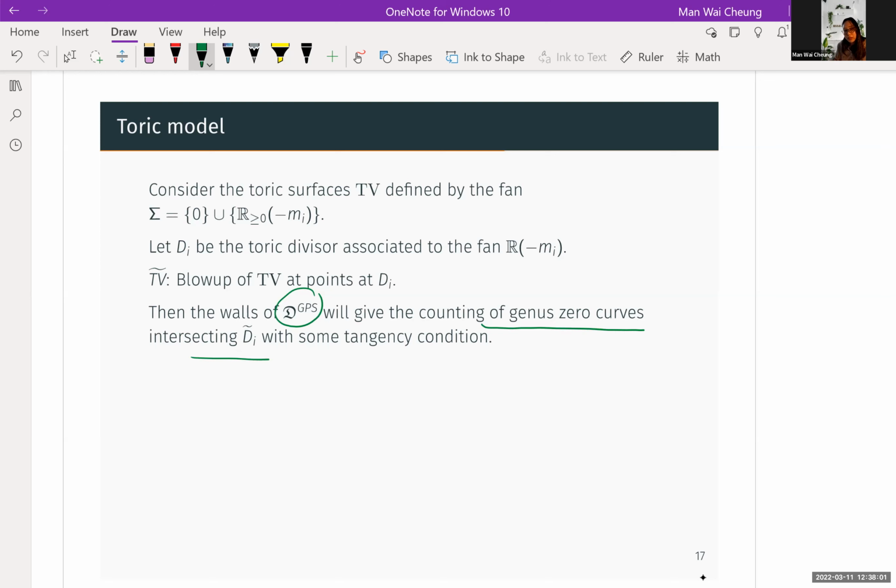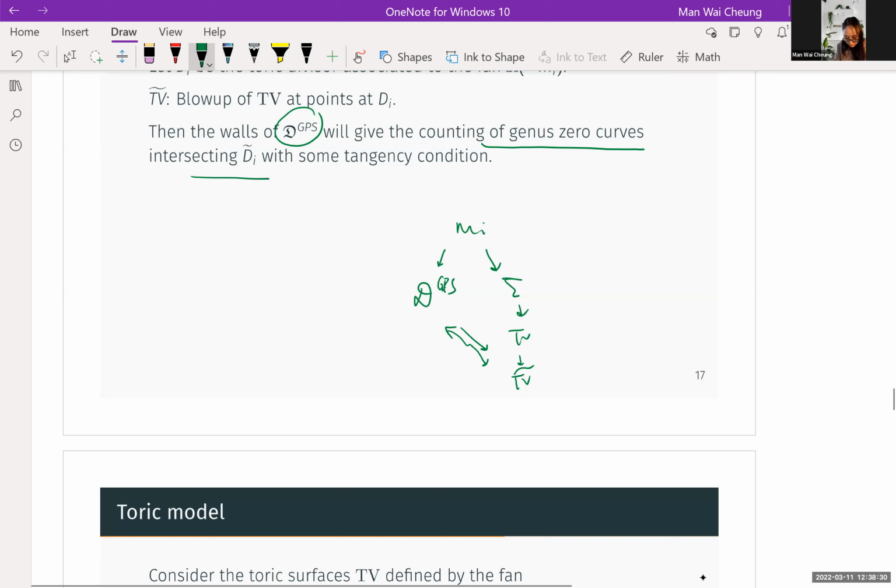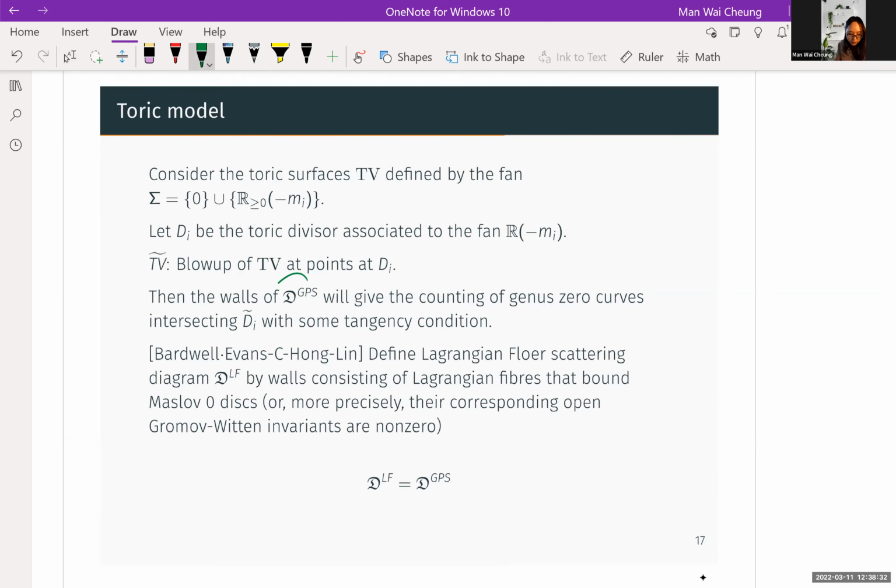So here is the setup, like we have a bunch of primitive vectors. On one side, we can define the scattering diagram. And then on the other side, we can see it as a fan. And then we have the toric variety, and then we blow it up. And then the wall function, the curve counting, the wall function will be counting the curves on this blow-up of the toric variety. So, and all here are the GPS story.